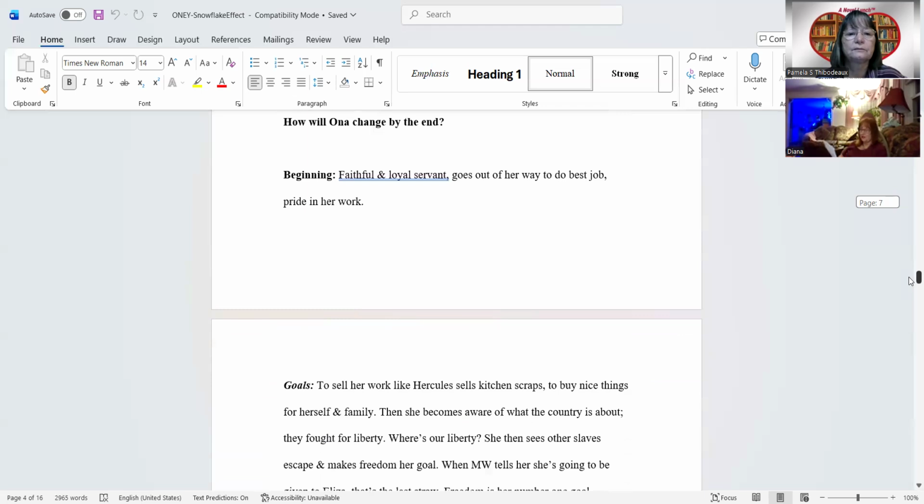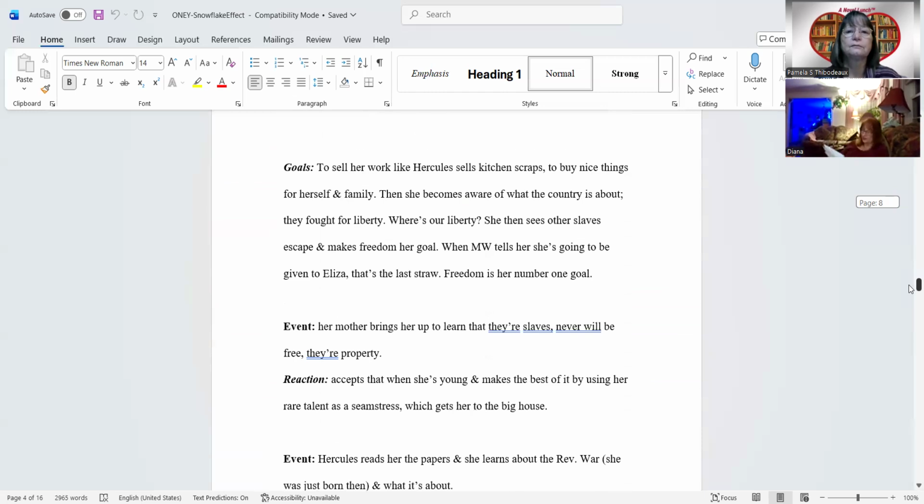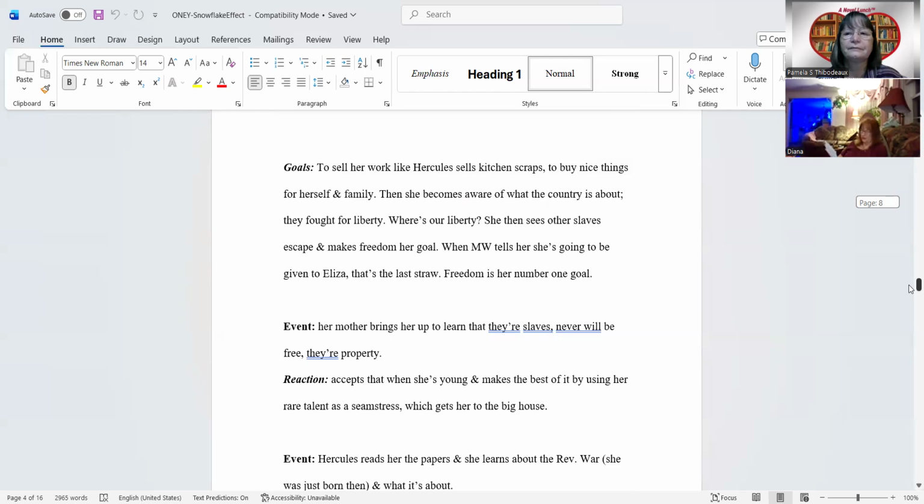So when the story opens, she's a loyal servant. She goes out of her way to please the Washingtons. She takes pride in her work. She was a very accomplished seamstress, and she has goals. She wants to sell her work like Hercules, the chef. He sold his kitchen scraps. They were allowed to sell. Then she became aware of what was going on in the country. Of course, the Revolutionary War was going on, and the colonists were fighting for liberty. So she says, "Well, where's our liberty? These people own us. We don't have any liberty. Why are they getting their liberty? We're not getting ours."